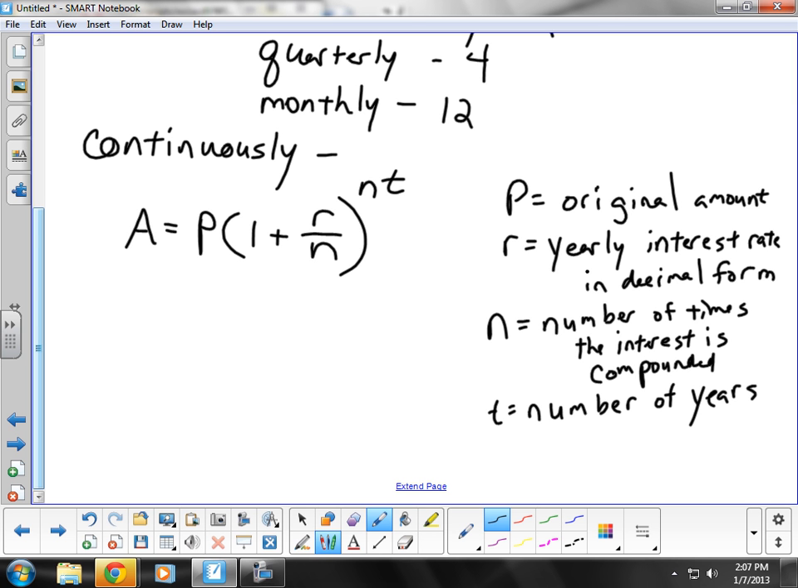Okay, so that's the one where if they tell me it's compounded monthly or semi-annually or weekly or whatever. If they tell me it's compounded continuously, then my formula is A is equal to P times E to the RT, where still P stands for the principal, the original amount, R still stands for the yearly interest rate in decimal form, and T still stands for the number of years. But all of this stuff kind of squinches together and just becomes E.